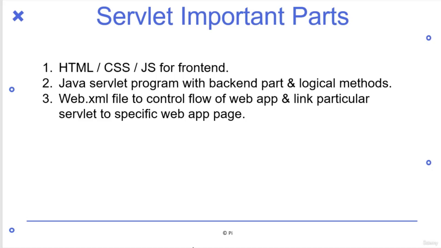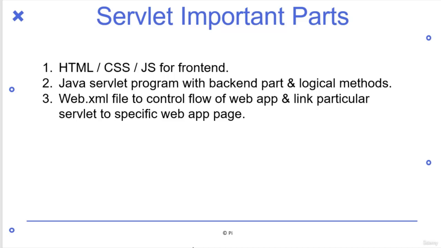A servlet application consists of three important parts: HTML, CSS and JS for the front end, and a Java servlet program with the backend and logical methods. Backend means basically connecting the front end to the database. So we need some Java logic, like put this parameter in this row, put the second parameter in the second row. Like that, we write the logic. The logic is very easy, and there are some default useful statements we are going to use here.